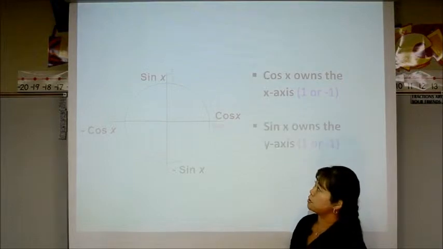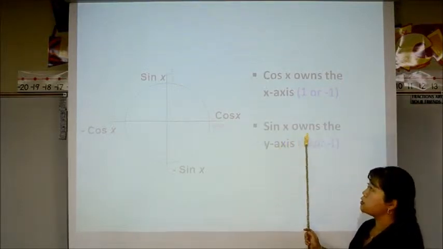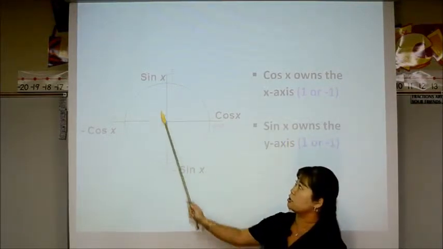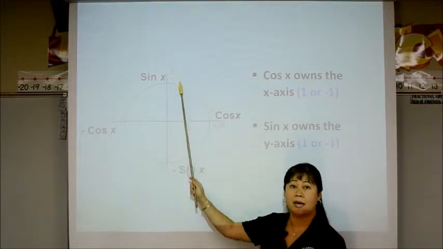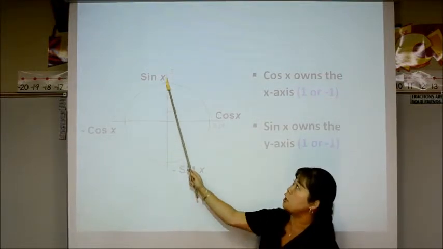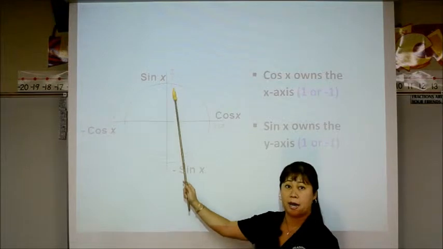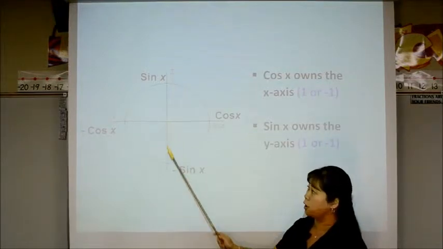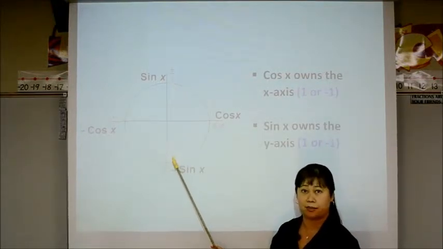Okay? Now let's address another one, which is the sine. So sine owns the y-axis, so it's similar to the cosine. If it lands on the y-axis, it's either going to be positive 1, because again, this is the positive on the y-axis right there, or negative 1, because this is on the negative y-axis right there.